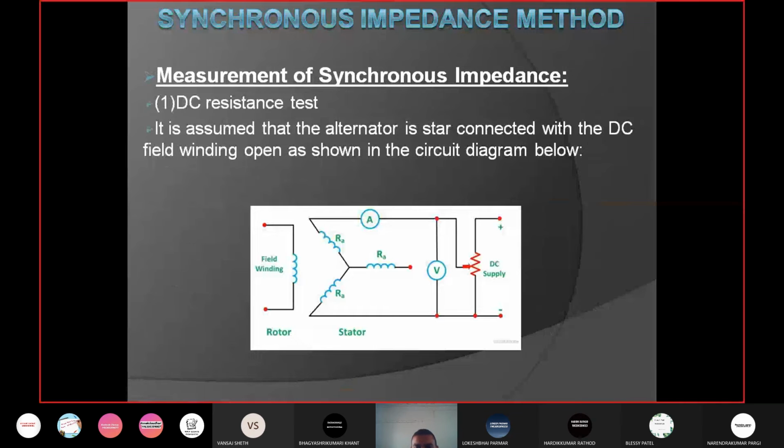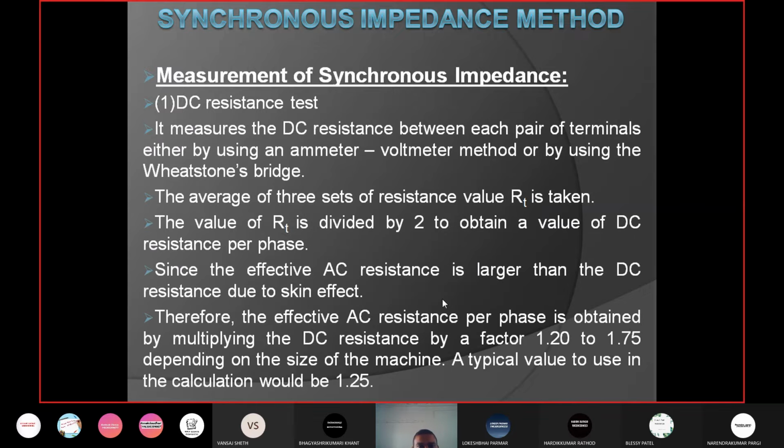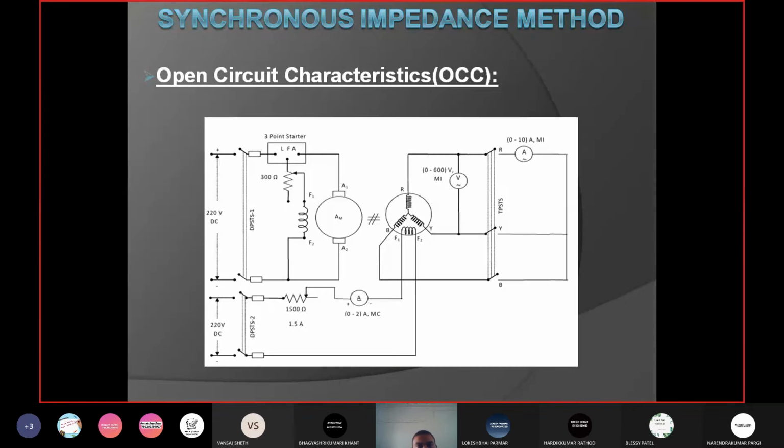So what we have to do is give DC supply to this armature winding and then measure the voltage and current between each pair of terminals. So by using the DC resistance test, we can determine the AC resistance.